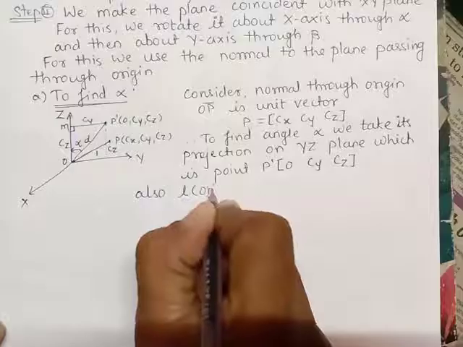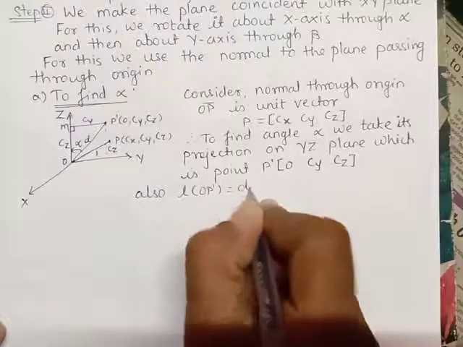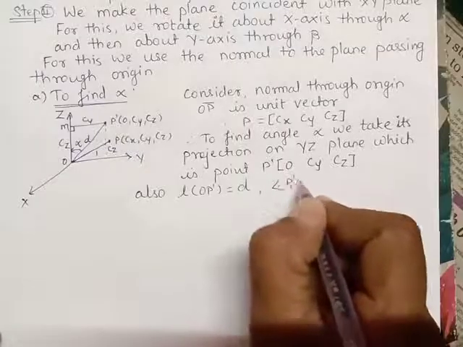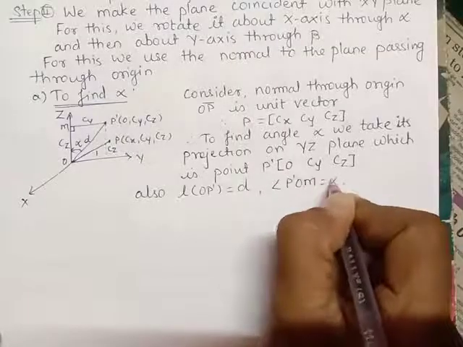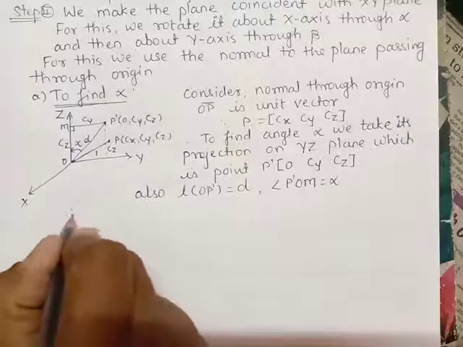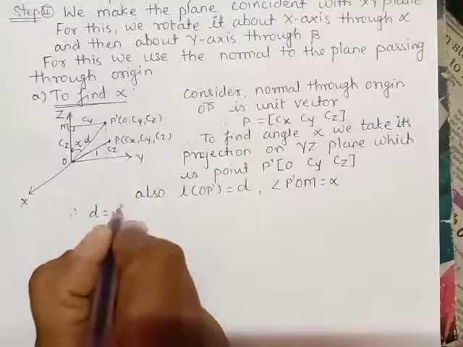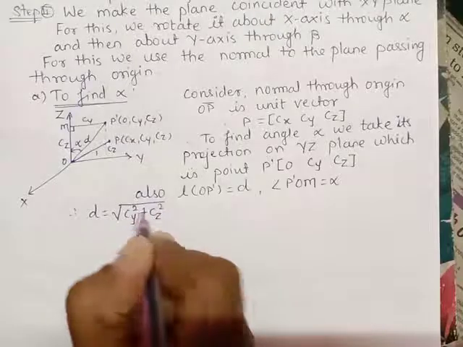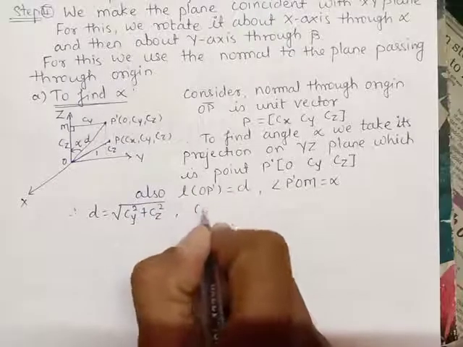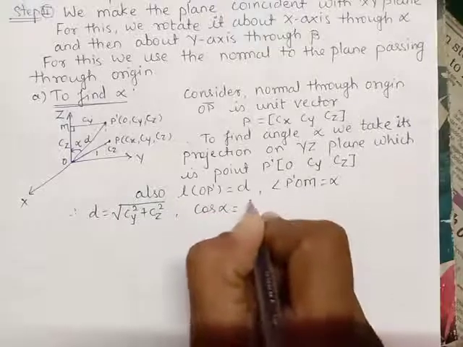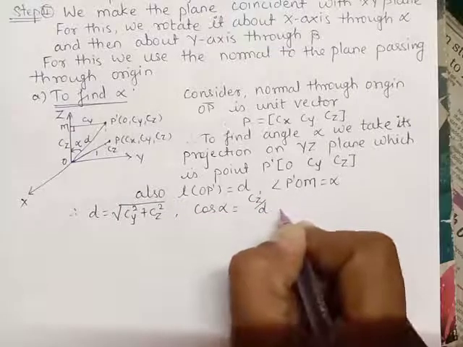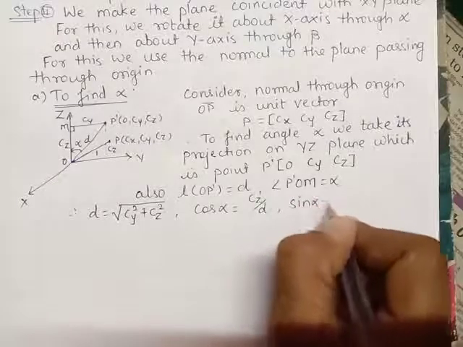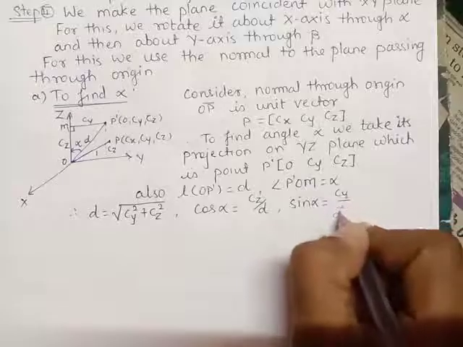Also, the length of OP dash is what? D. Angle P dash OM is what? Alpha, right? What is D? D is under root cy square plus cz square. Cos of alpha is what? Cz upon D. Sin of alpha is cy upon D.